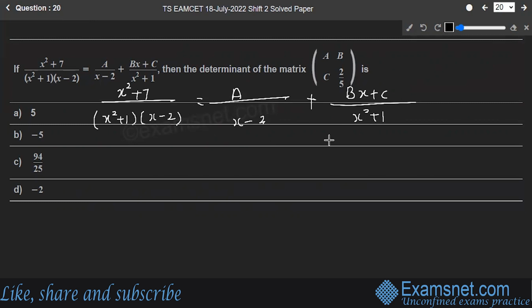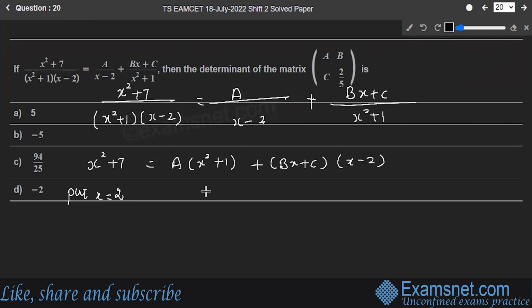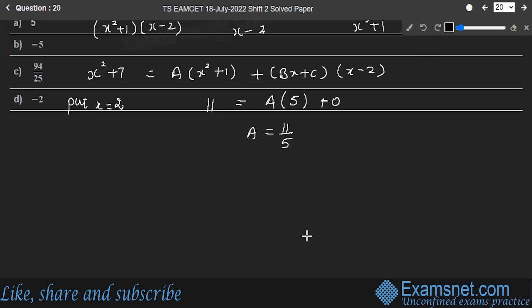Let's find out the LCM on the right hand side and I will cut down the denominators. You will get x squared plus 7 is equal to a into x squared plus 1 plus bx plus c into x minus 2. So on putting, you have this thing. Now let's put x is equal to 2. You will find out the value of a: this will be 11 is equal to a into 5 plus 0, which gives you a is equal to 11 upon 5.